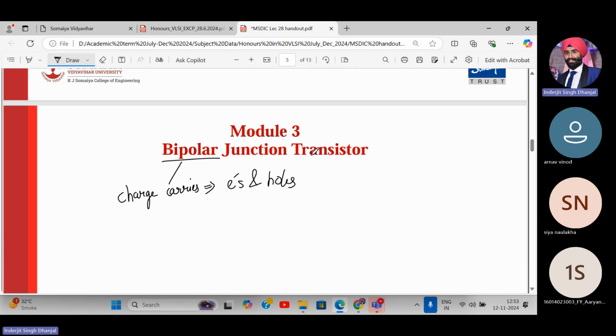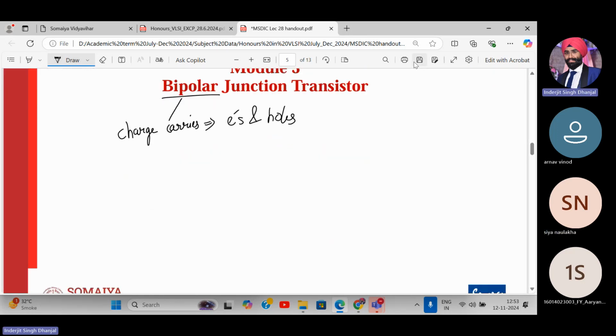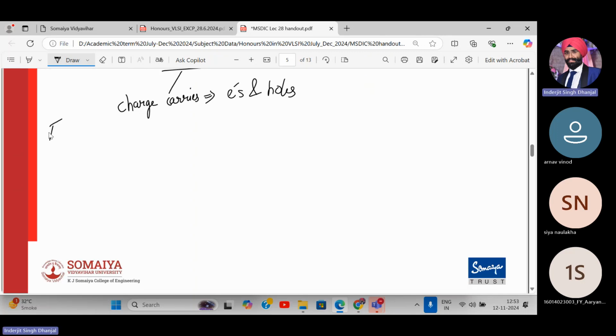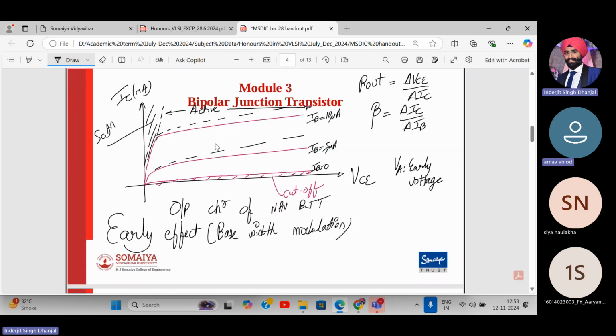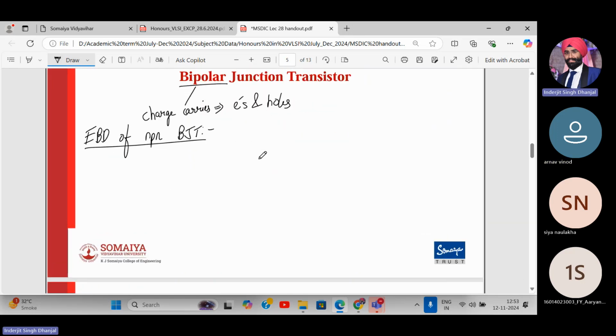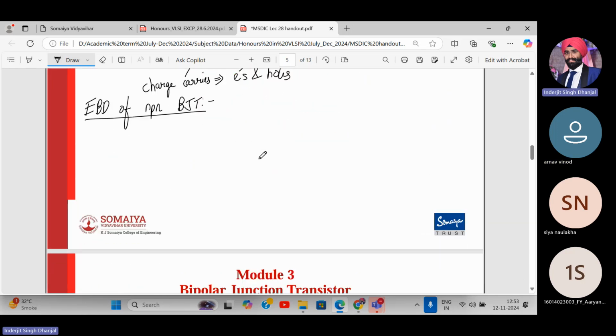Okay. Now we come to the energy band diagram, EBD for short, of the NPN BJT. Sir, could you scroll to the previous slide for a second? This is all the revision which we have already done before. Thank you. So now let us concentrate on the energy band diagram. And how does it operate? Very carefully.